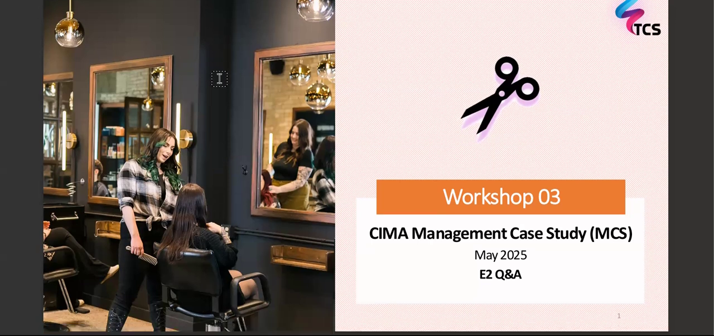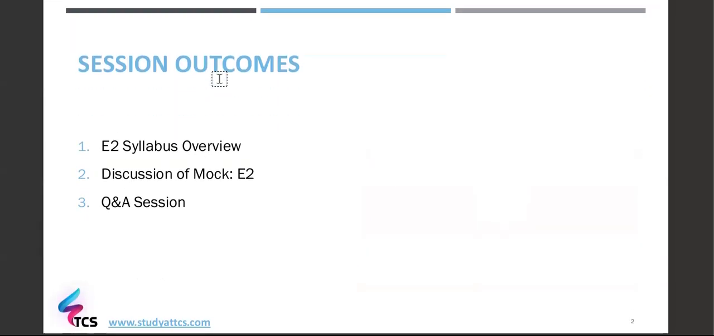So the session outcomes are, we will firstly brief you on the syllabus for E2 and overview. This will be followed by a discussion of an E2 related task from our mock 1. And we will also open up the session today for a Q&A.